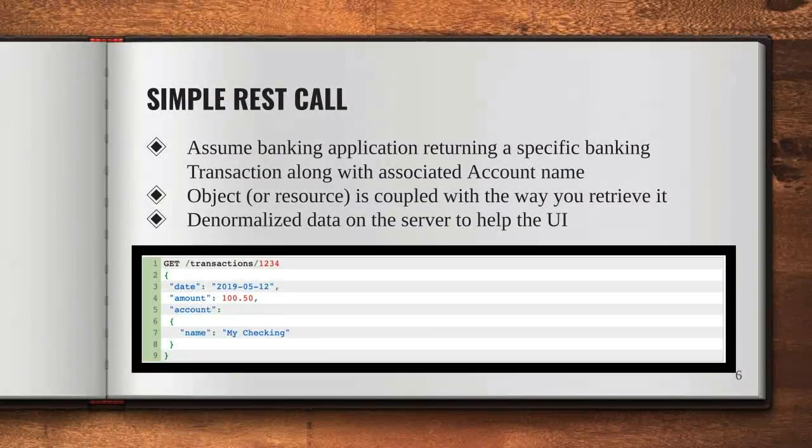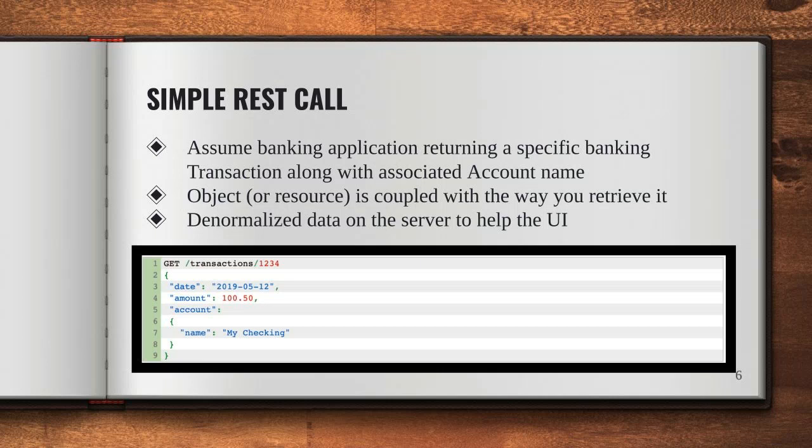So let's look at a simple REST call. So assume a banking application returning a specific banking transaction along with associated account name. So in a typical REST call, you have an object or resource that's coupled with the way you retrieve it. So we look at this example, and you see that we're doing a GET on a banking transaction, and you're getting the ID of 1234. You're going to return that banking transaction, right? And so here we have decided on the server to denormalize some of the data.